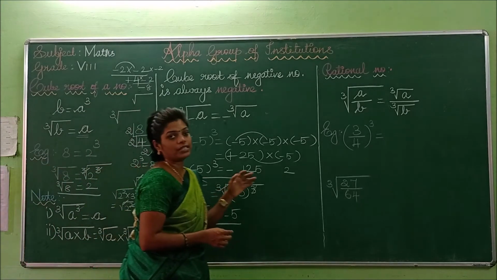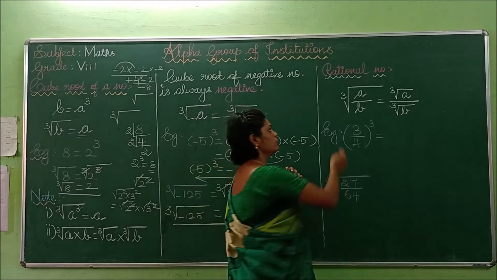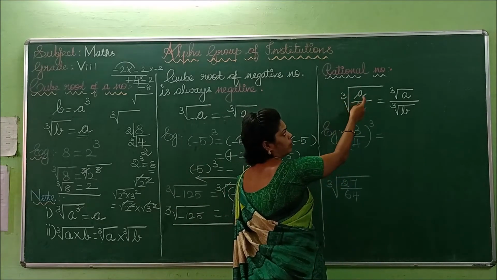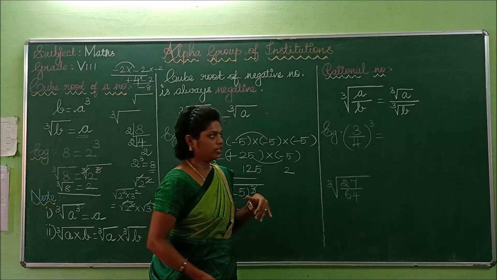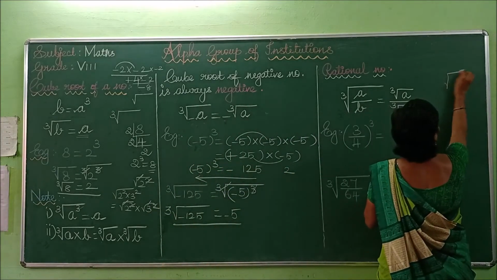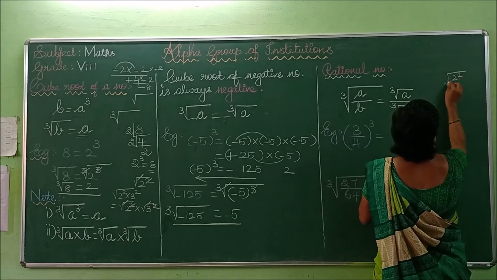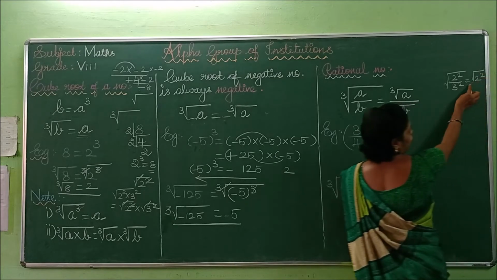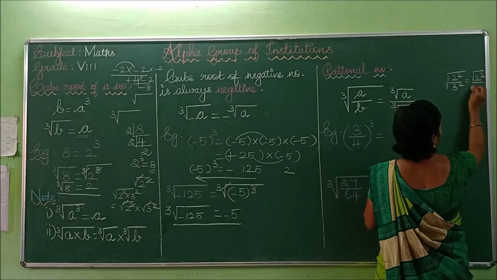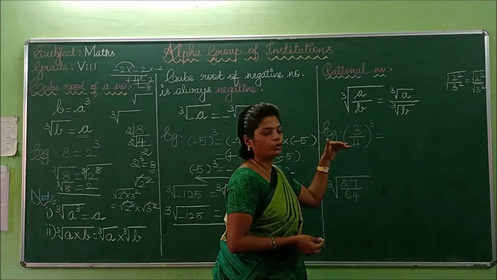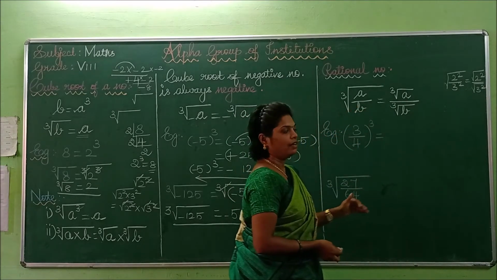So rational number means it is in the form of a by b. So the cubed root of a by b: this cubed root is for both numerator as well as denominator. So you can split and write. If it is 2 squared by 3 squared, we can split and write that as square root of 2 square and square root of 3 square. In a similar way, for cubed root also you can split and write the values.